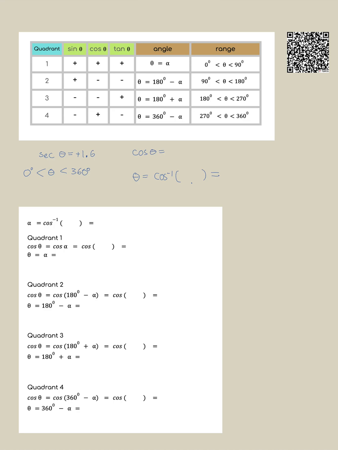Given this question, secant theta is equal to positive 1.6, and you are asked to find the values of theta. They also give you the range of values of theta that they ask you to find, which is from 0 to 360.